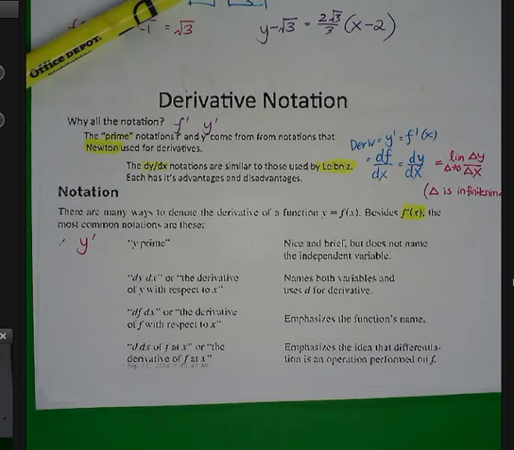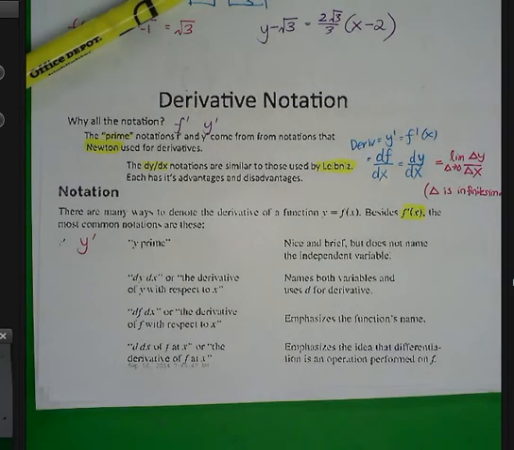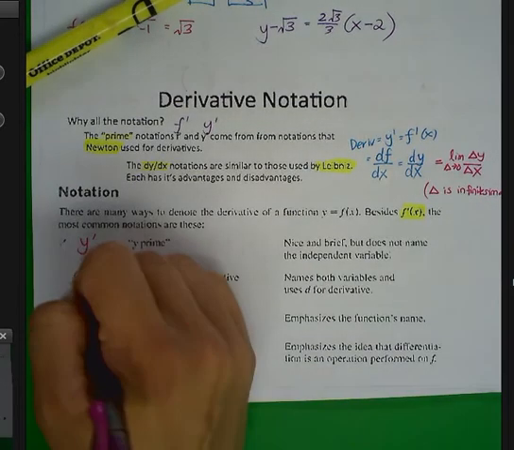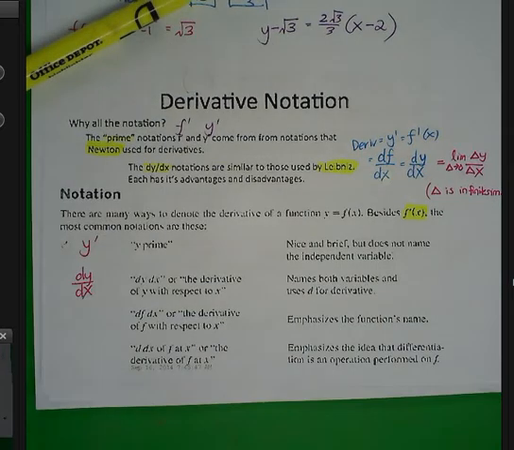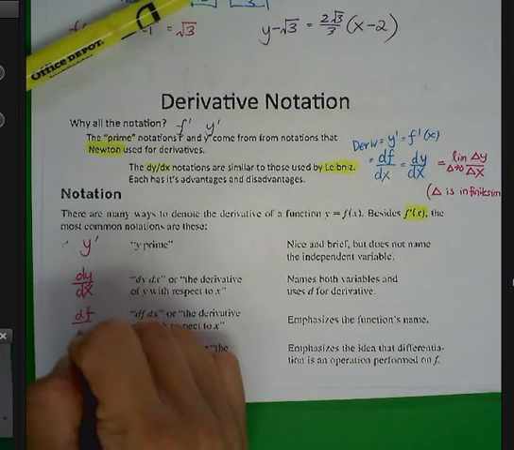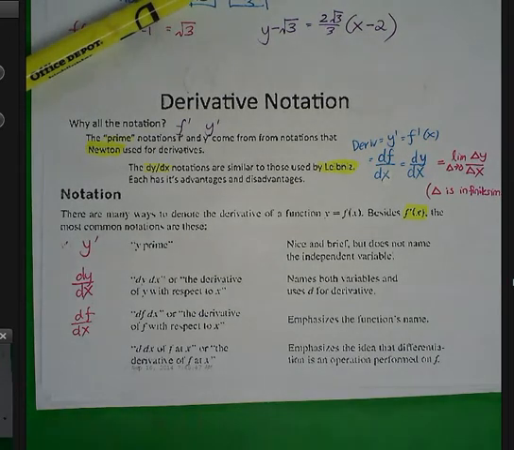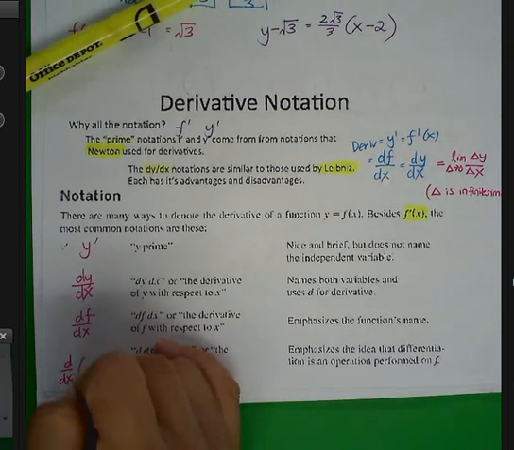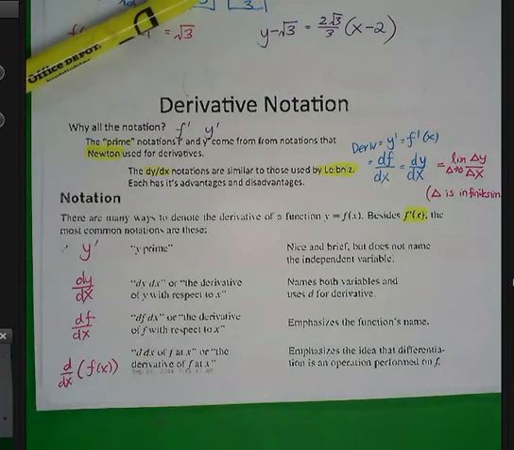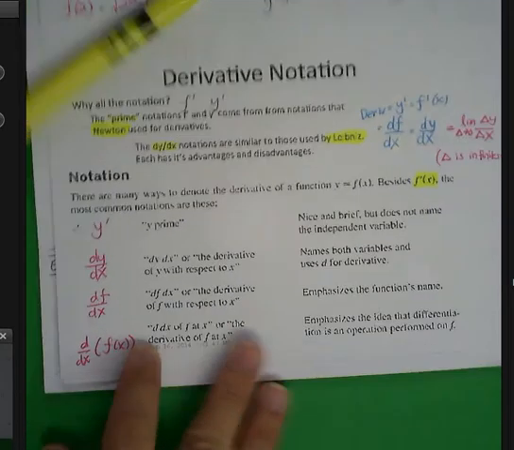Okay. So we could call it y prime. This is the pronunciation, okay? We can also call it dy dx. Okay, this is on page 101. We can call it df dx. And my favorite, d dx of f of x. So those are all ways of just saying the same thing. It's all saying the derivative.